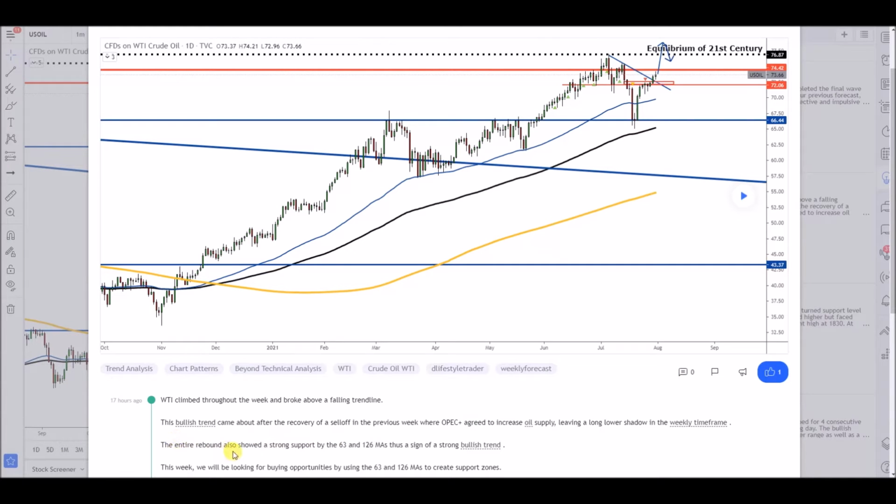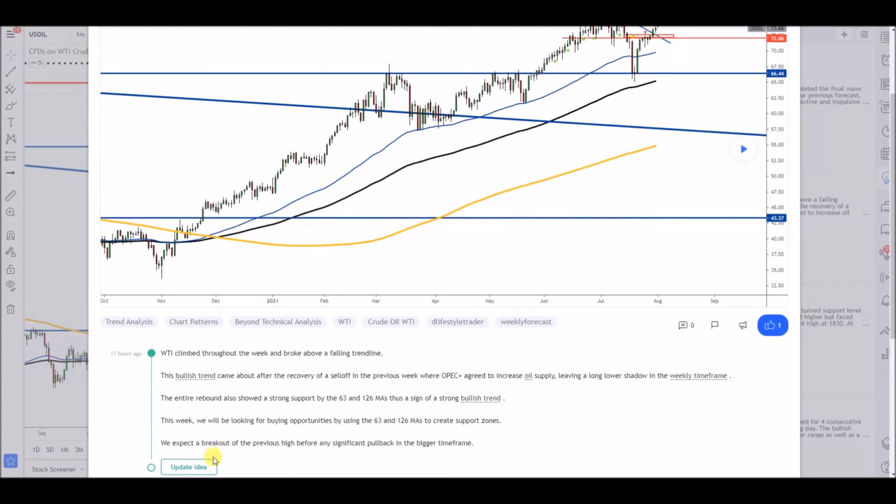And the entire rebound also showed strong support by the 63 and 126 moving averages, thus a sign of a strong bullish trend. So as you can see, this is the 63 moving average. Of course, the black color one is the 126, and right here it creates a supply or a demand zone, or a support zone, and then we have seen the price has rebounded off very well, therefore showing a strong bullish trend. So this week we will be looking for buying opportunities by using the 63 and 126 moving averages to create support zones.